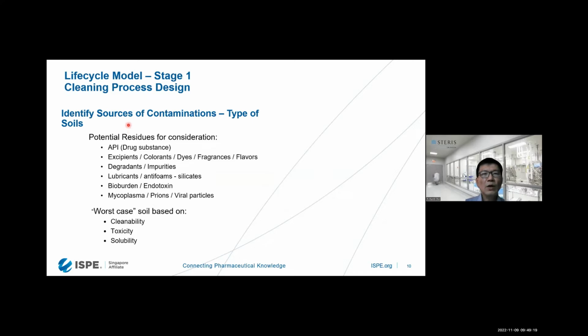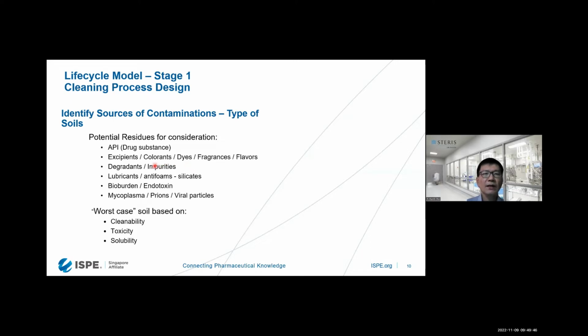Very important is also to identify the sources of contamination. In any cleaning validation, you need to understand what the residues are that you are going to clean. So these are the potential residues for consideration. Of course, very important is the active pharmaceutical ingredient, the drug substance. This is the most important part. Of course, there are other excipients as well, which are equally or sometimes even harder to clean than the API.